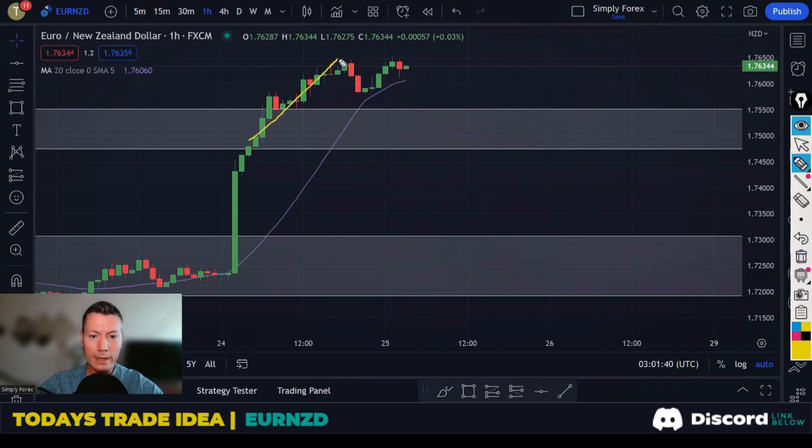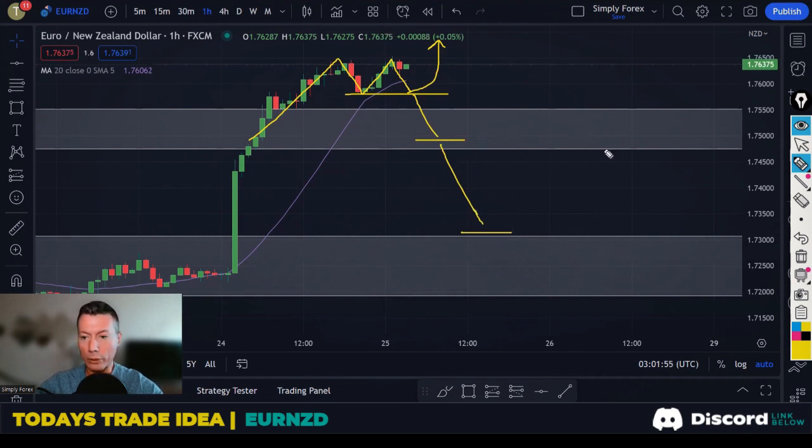We could, again, there's H1 structure here with it. This is a low. Could get a bullish reaction off here. Yeah, we could, but really, we want to retrace. This is value. This is value. So this is what we're looking for, guys. But Euro New Zealand, we're looking for buys.